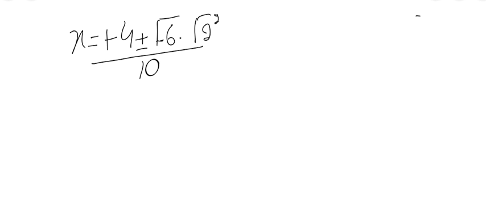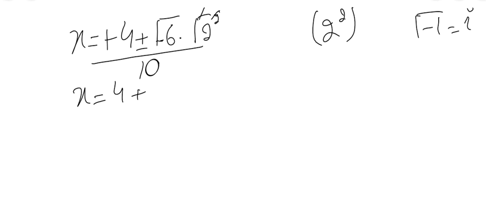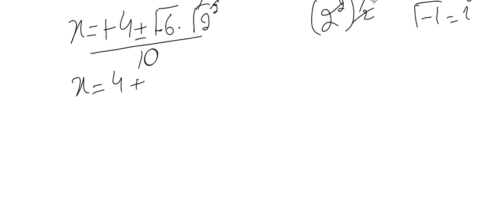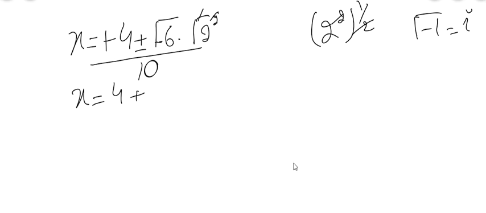Let me tell you one more thing, that under root minus 1 is equal to iota. So we have to put the value of iota over here. So x is equal to 4 plus minus, this 2 and this 2 cancel because under root's value is 1 by 2. So this 2 and this 2 will be cancelled out. I hope that you can understand. After that, we will write over here 2 under root minus 1 into under root 6.